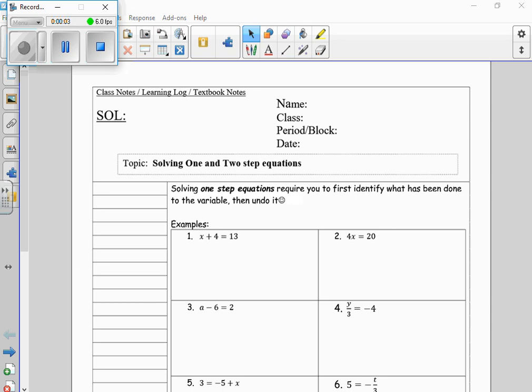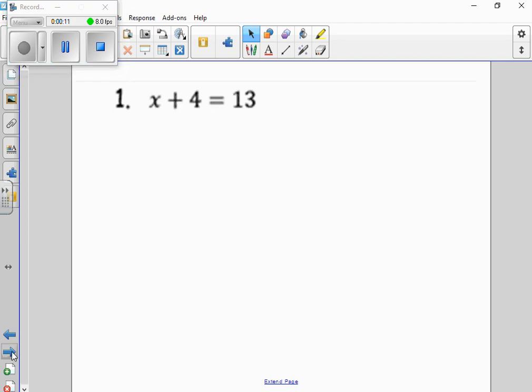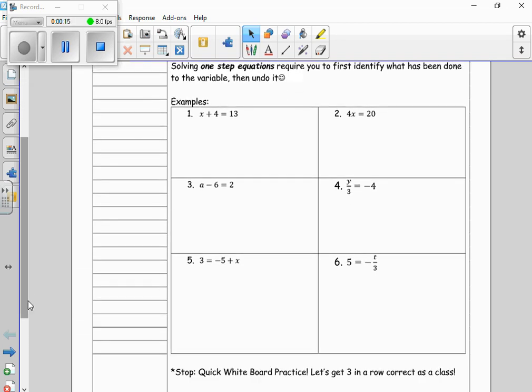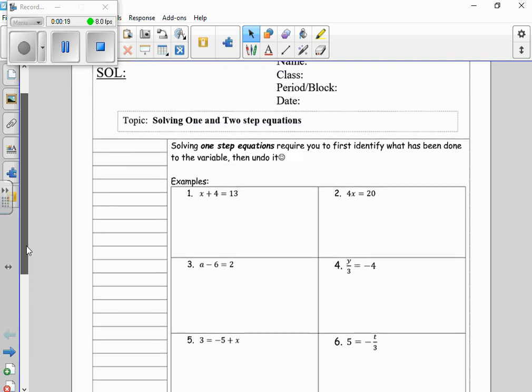This lesson will be the first lesson in Unit 2, Solving Equations. So first we're going to work on solving one-step equations. We have 6 examples. I'm going to work out 4 of the 6. You're going to complete the other 2 and check your answers on the answer key in Schoology.